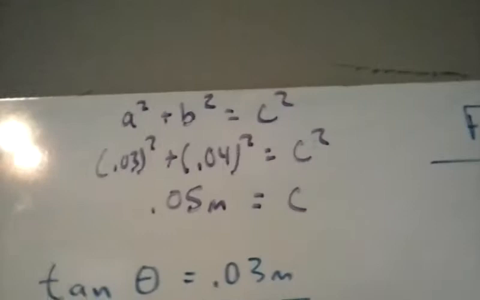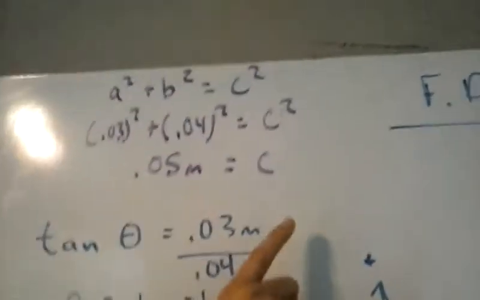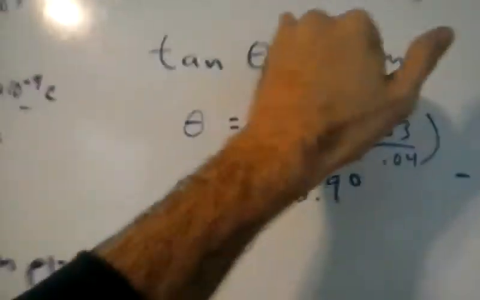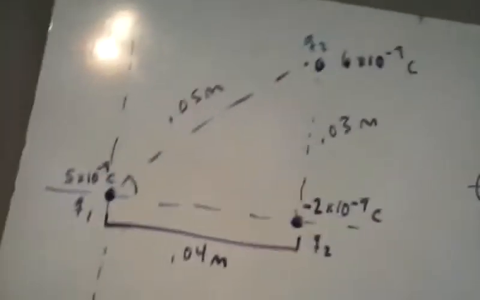To solve for this third side of 0.05, since it's a right triangle, we just use the Pythagorean theorem, a squared plus b squared equals c squared, and that tells us side c, the hypotenuse, is 0.05 meters, which I've labeled there. The next thing we do on our pictorial diagram is to find the angles.